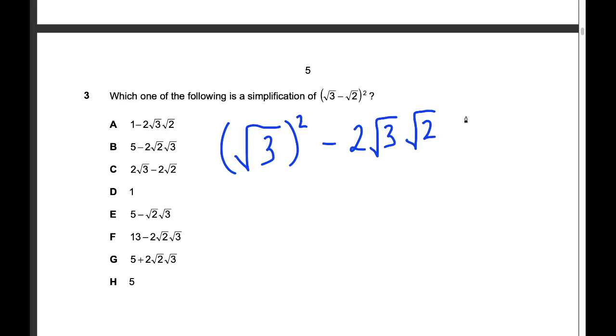Okay, and then on the end, I'm going to have a minus root 2 times a minus root 2, which gives me just the square of root 2. So root 2 squared is just 2, root 3 squared is just 3, so we've got 5 minus 2 root 3 root 2, and that is option B. Okay.